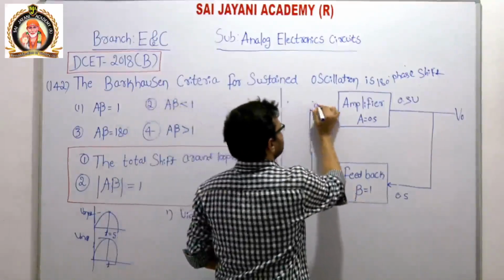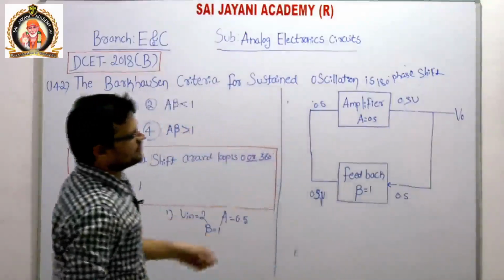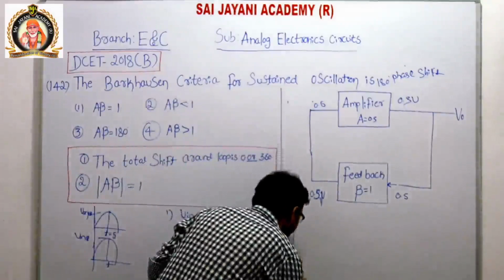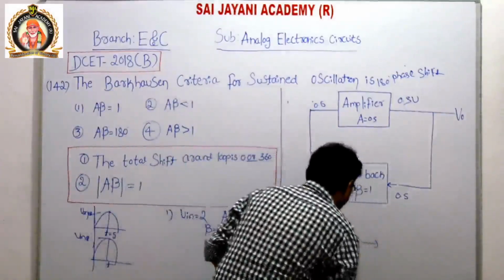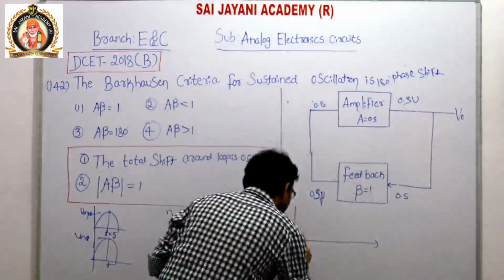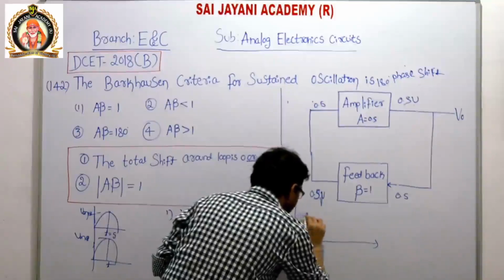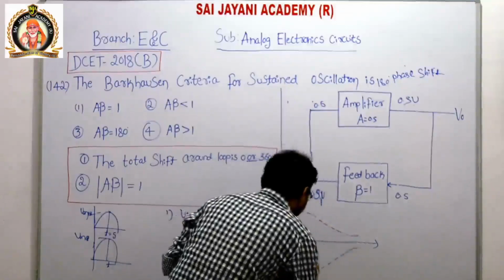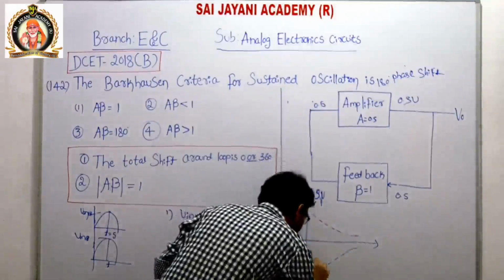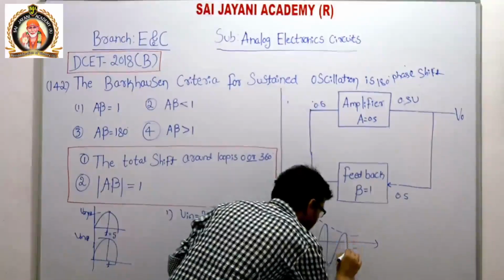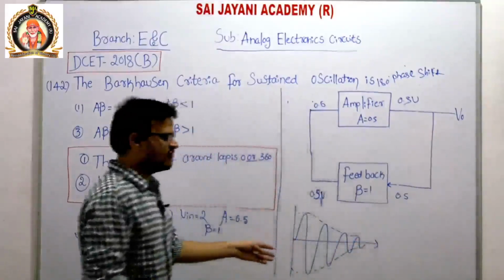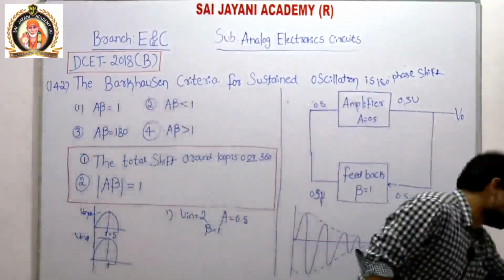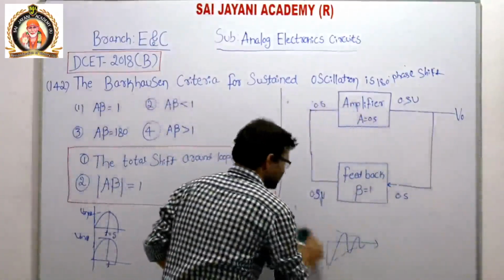That means here the amplitude of the signal is decreasing as the time increases. You are getting this type of oscillation. This is called decay type oscillation. Next we consider when A beta is equal to 1.